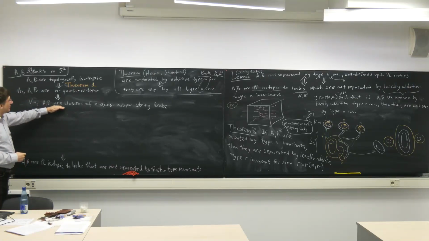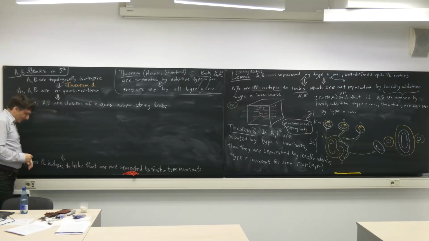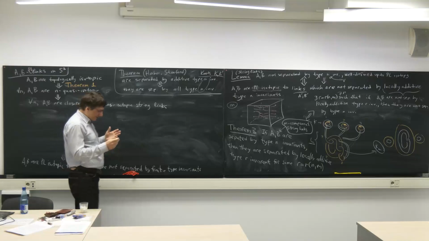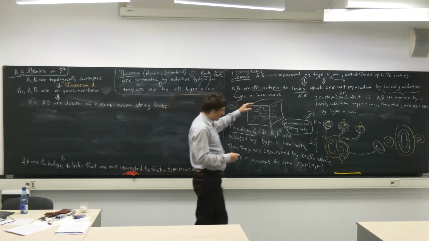Okay, so let's prove this implication. If the two links are n quasi-isotopic, then they are closures of n quasi-isotopic string links.